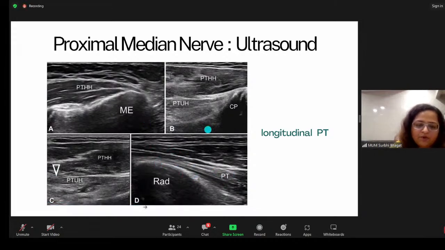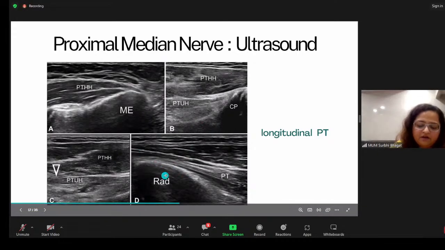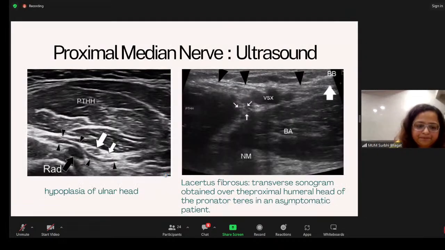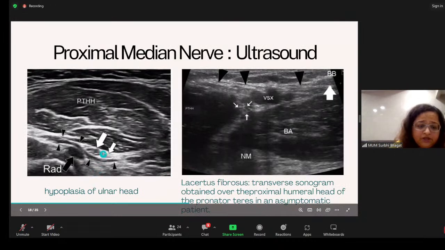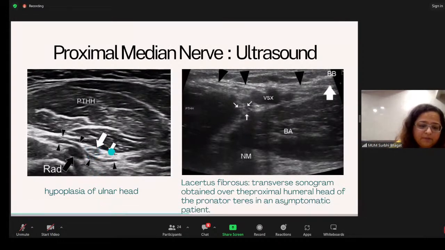So once we know the normal anatomy, then we can find the abnormal pathology. This is the abnormal pathology, where you see the median nerve is compressed between the humeral head and the ulnar head. This is the hypoplastic ulnar head of the pronator teres, a small muscle you can see here, and the ulnar artery lies below here.